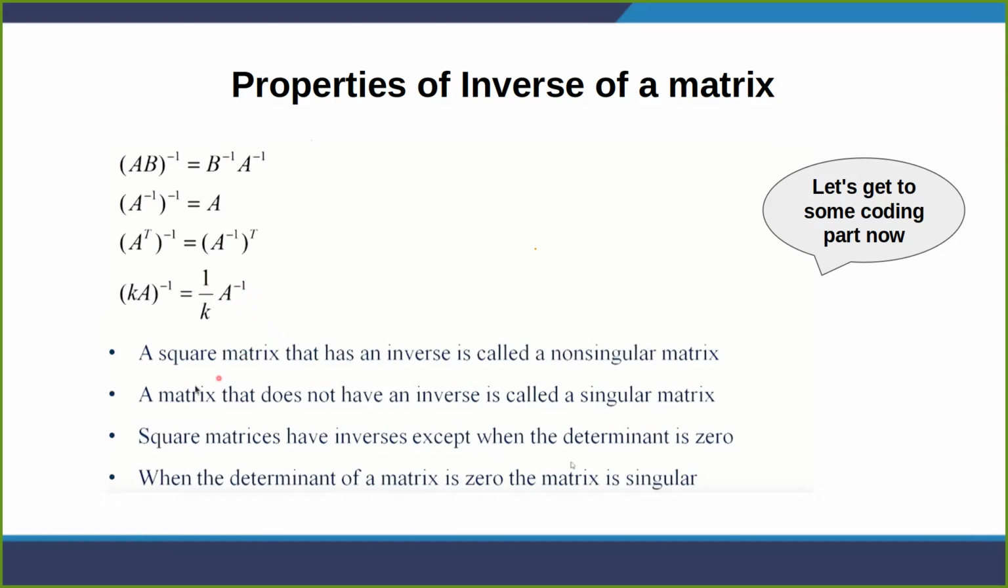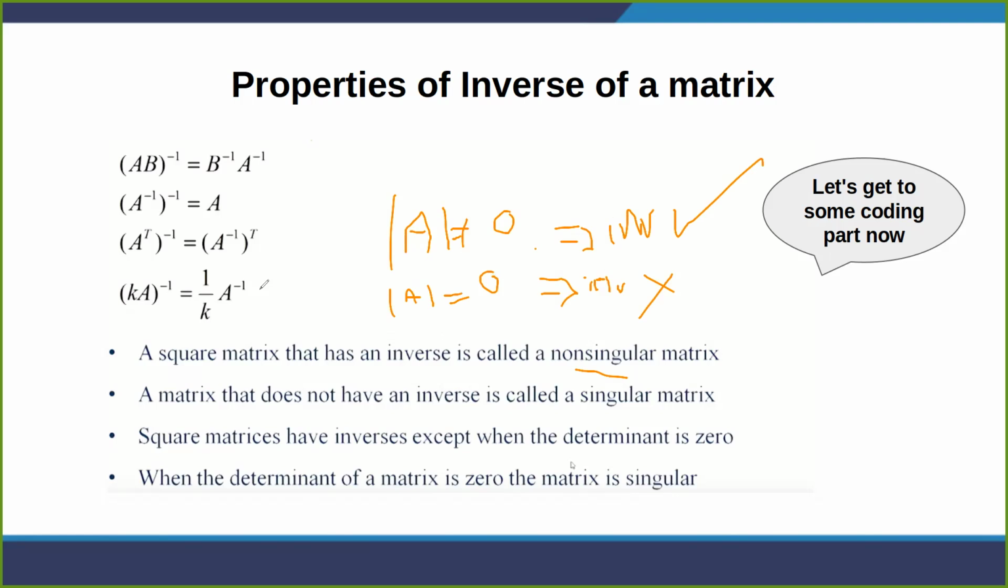Now, another point to consider is that a square matrix that has an inverse is called a non-singular matrix. I told you, if the determinant of a matrix is not zero, then it is a non-singular matrix. If it is non-singular, you can find its inverse. But if the A matrix has a determinant zero, then you can't find its inverse. Sorry, then you don't have its inverse. And it makes sense, right?